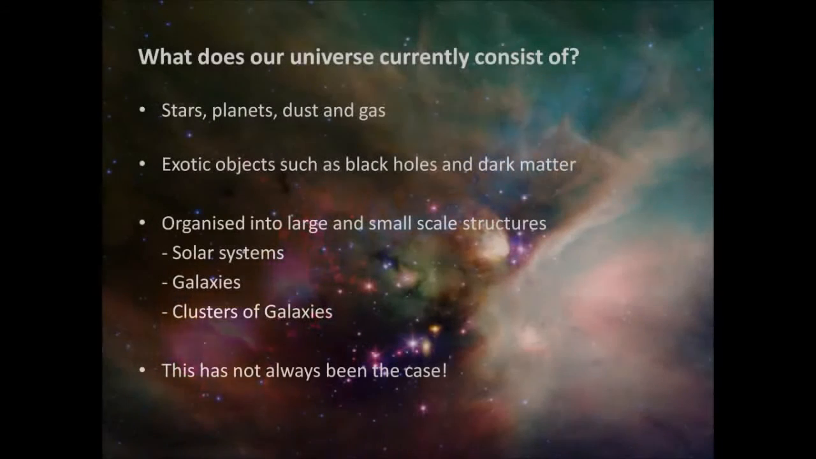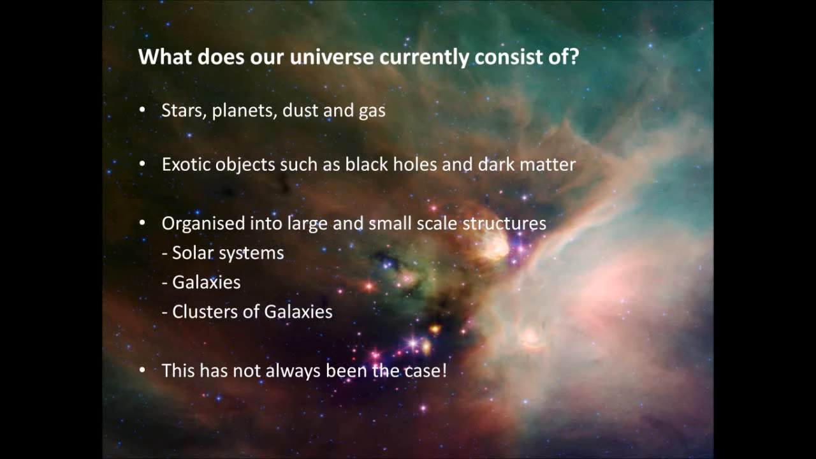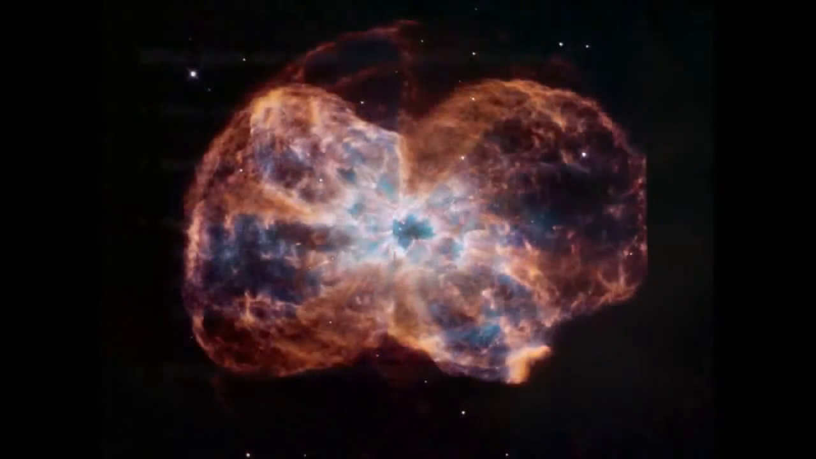But before we get to the Big Bang and where our universe came from, we need to think about what state our universe is in today. What does it consist of today? Well, there's the more obvious things that most people are aware of, so things like stars and planets. There's also a lot of dust and gas around in our universe. And there's also the more exotic objects. So we have things like black holes and dark matter, and also dark energy, which we'll come on to a bit later. And all of these objects are organised into large and small scale structures.